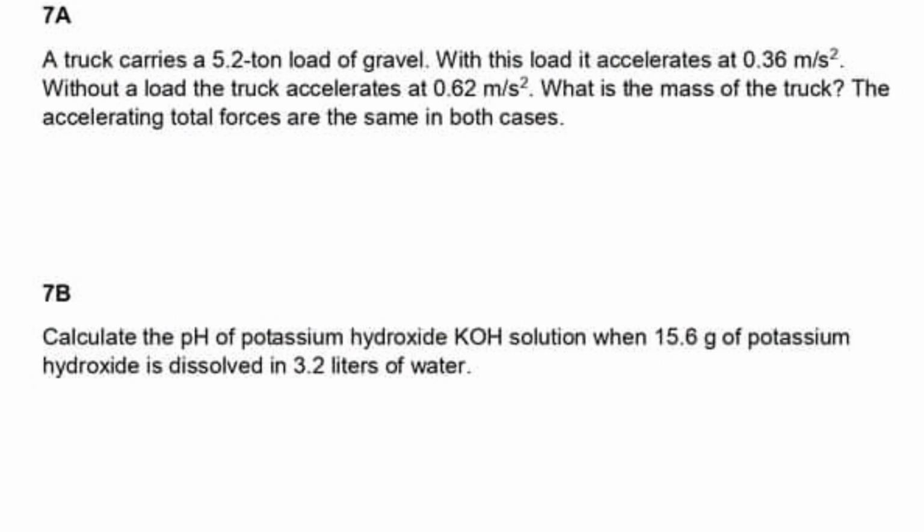And 7B is: calculate the pH of potassium hydroxide KOH solution when 15.6 gram of potassium hydroxide is dissolved in 3.2 liters of water. So 7A is from physics and 7B is from chemistry. You can solve either one of these as you feel comfortable. Now let's move to another question.